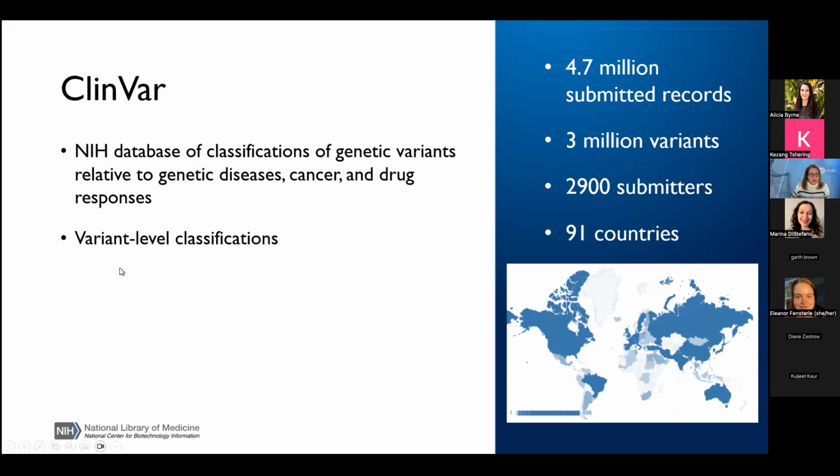So in ClinVar, the data that you see are considered variant-level classifications as opposed to patient-level classifications. We'll talk a little bit more about that. It's a submission-driven database, meaning that if a variant in a classification is going to be in ClinVar, it must be submitted to us. We don't have staff who are classifying variants or poring over the literature for this information. It must be submitted to the database. And then finally, all of the data that you see in ClinVar is fully public and available for anyone to use.